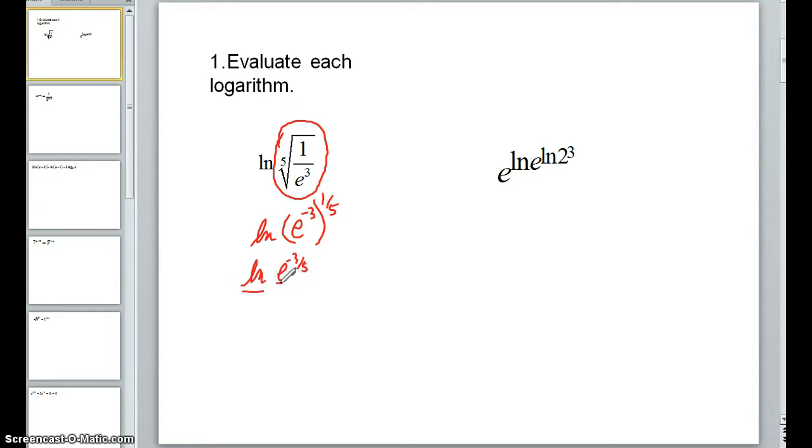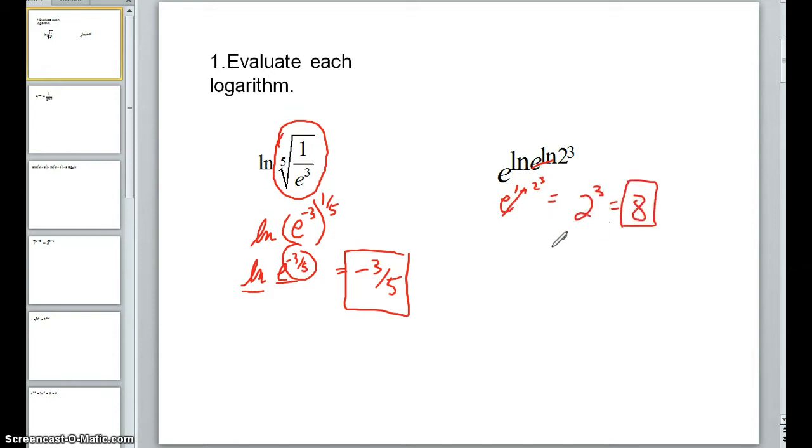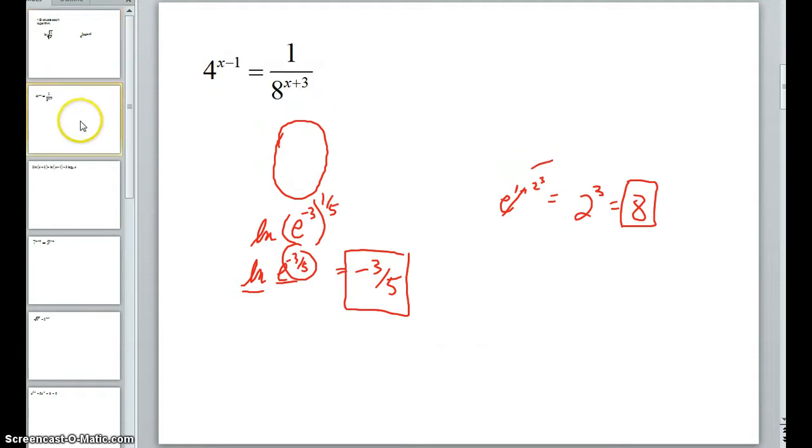And since we have ln of e, we're just going to take the power there and we're going to have negative 3/5. Okay. Now for this one, here we've got e to the ln of 2/3. So right here these kind of drop out. And then we have e to the ln of 2 cubed, and then these drop out, and we just have 2 cubed, which is 8. Okay, and that's it for that one. Alright, let's look at the next one.